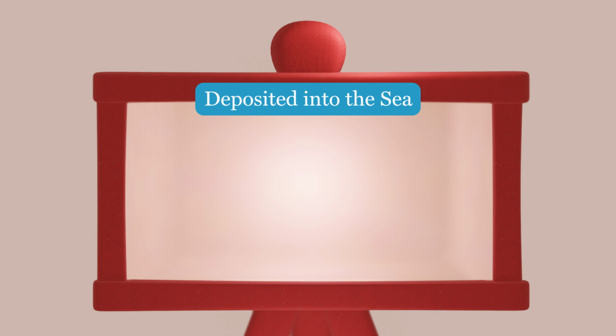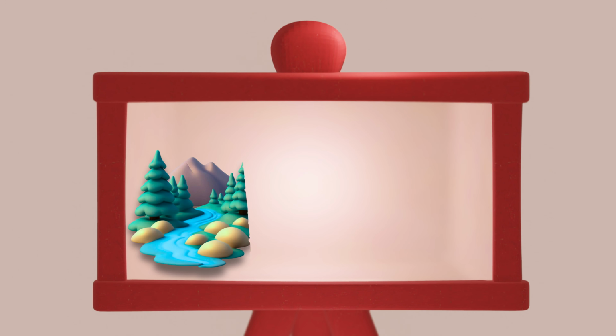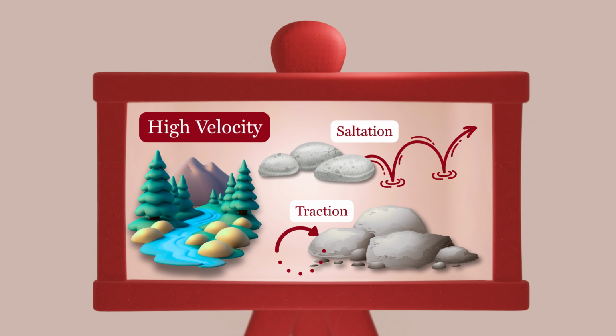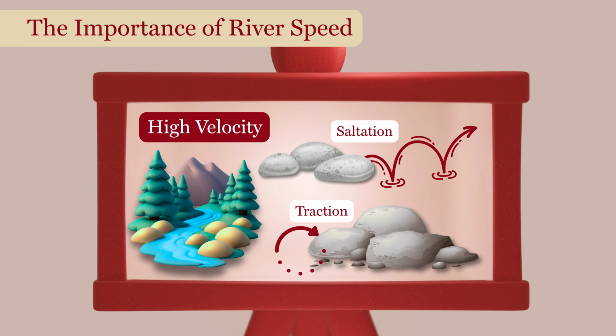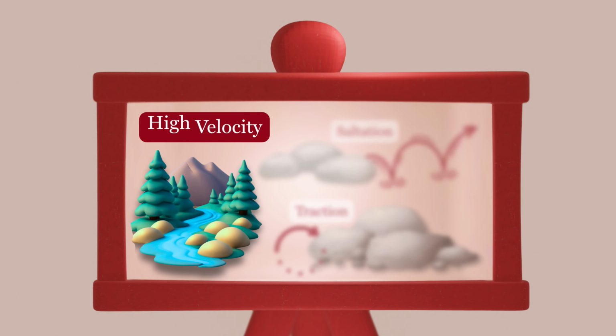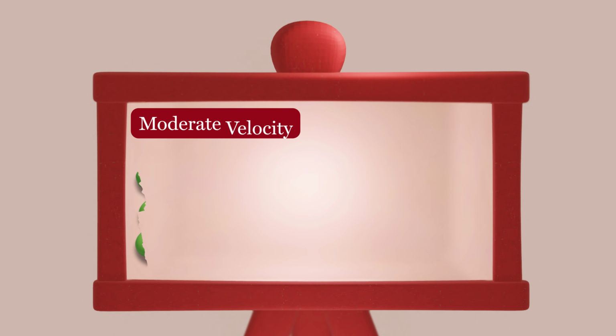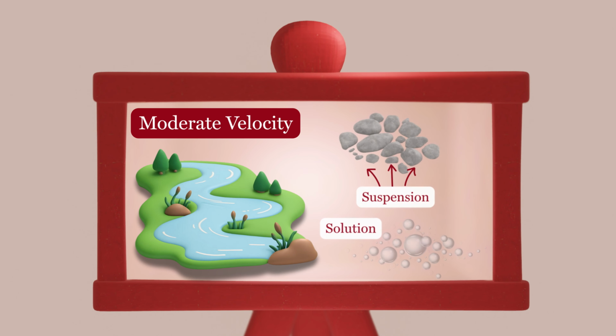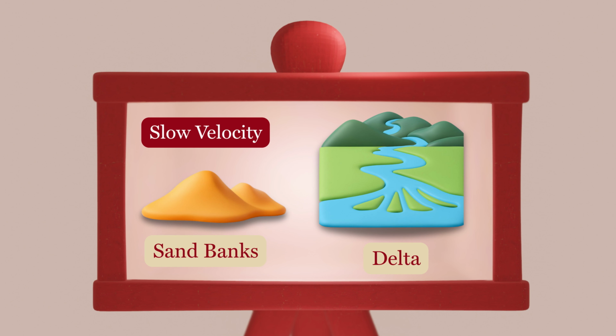The type of transportation taking place depends on the river's velocity and energy. When the river flows quickly, it can move anything from small to large objects, including heavy material by traction and saltation. When it slows down, it only moves smaller particles that can stay in suspension or solution. If the river loses too much energy, however, materials are deposited that can form new landforms such as sandbanks or deltas.